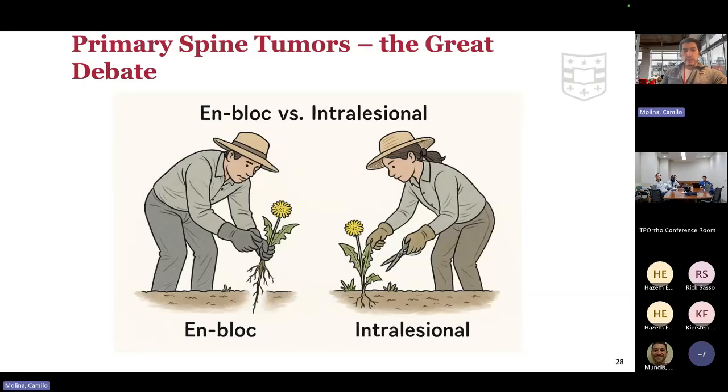So now let's shift gears a little bit. Primary spine tumors, there's a great debate. This has been going on ever since I was a medical student at Hopkins. There were always two schools of thought: go en-bloc versus intralesional. For lack of a better analogy, if you've got unwanted plants and weeds growing in the ground, en-bloc is, of course, taking out the whole plant and the weeds in the soil around it. And intralesional is taking everything out in little bits and pieces, leaving maybe some weeds and roots in the ground and hoping that the weed killer is going to get that after you're done.